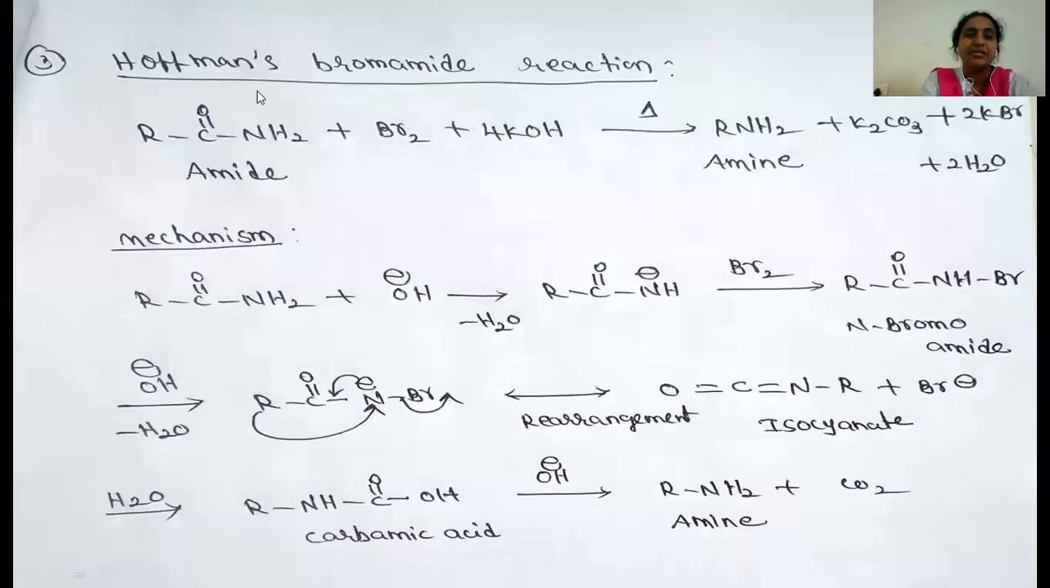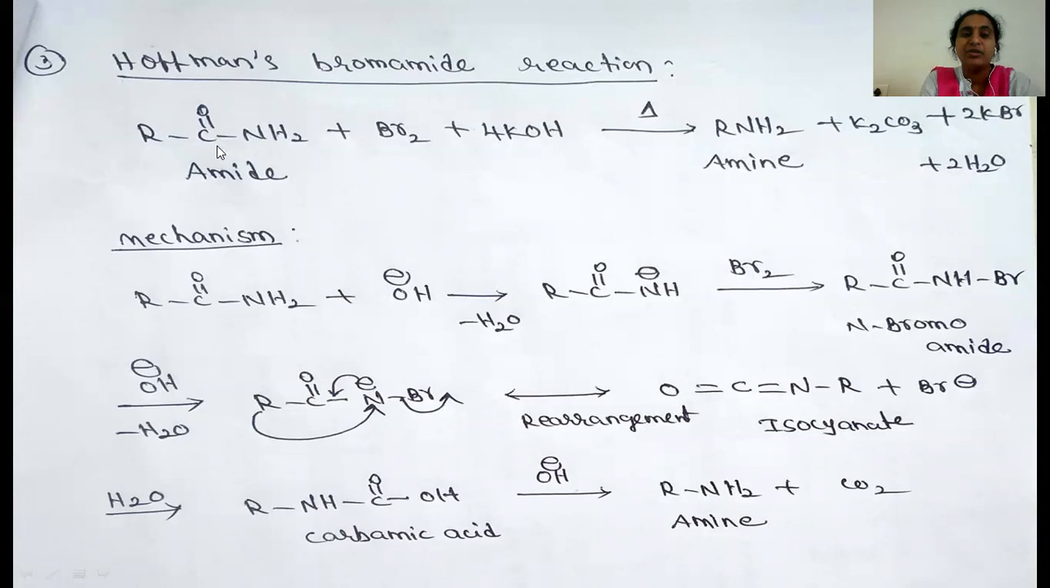Next, the third preparation is Hofmann's bromamide reaction. In this Hofmann's bromamide reaction, the starting reactant is amide. Amide is nothing but C double bond O NH2. This linkage is called amide. This amide reacts with bromine in the presence of 4 moles of base, and then produces the amines.